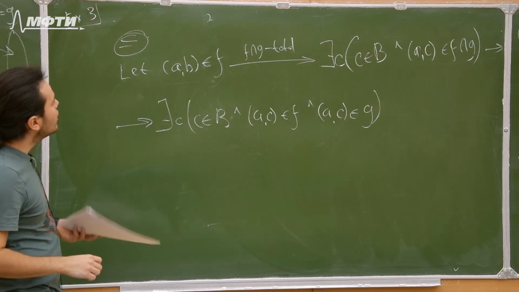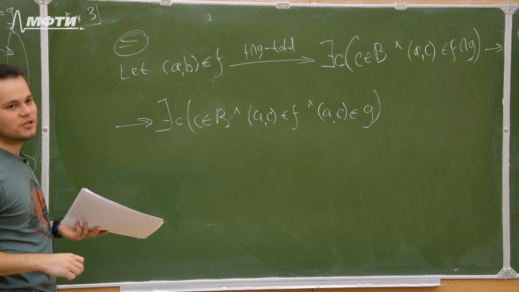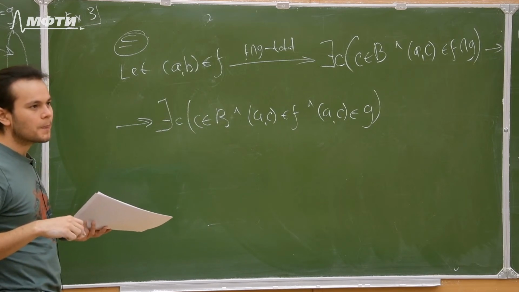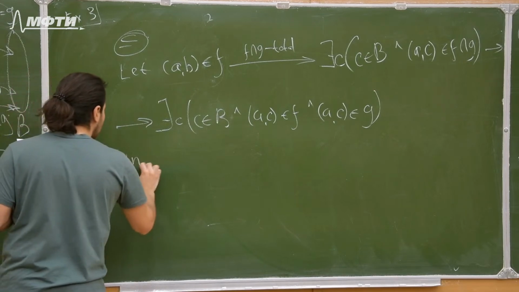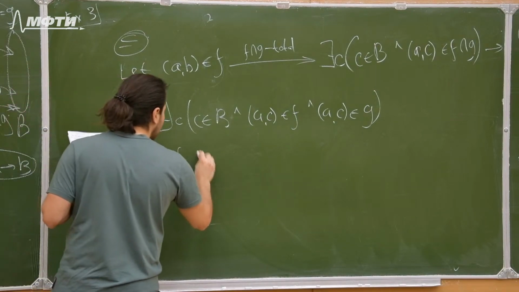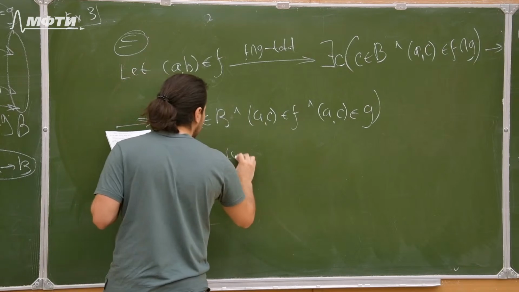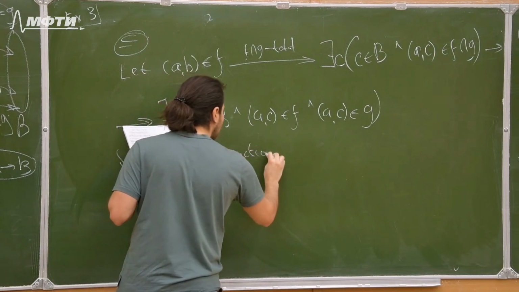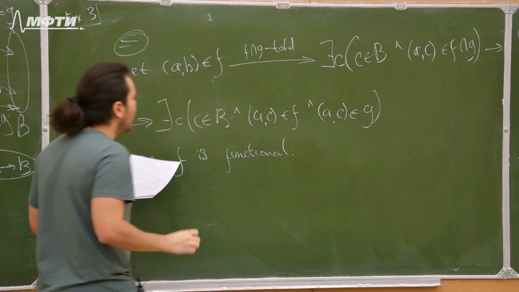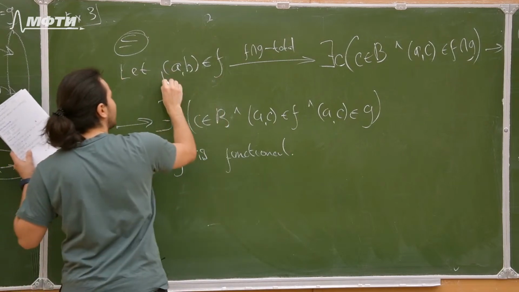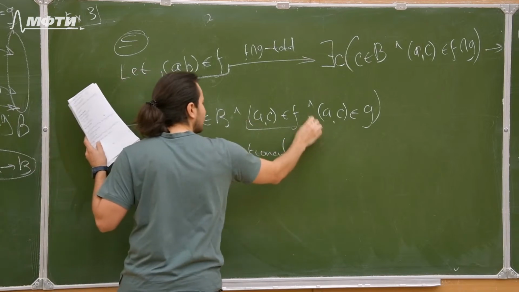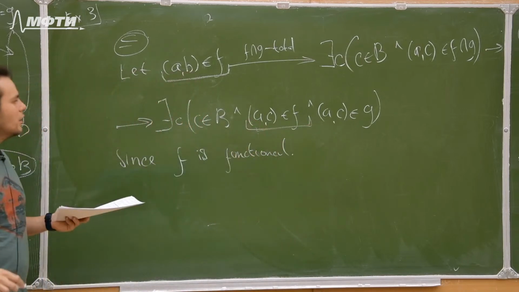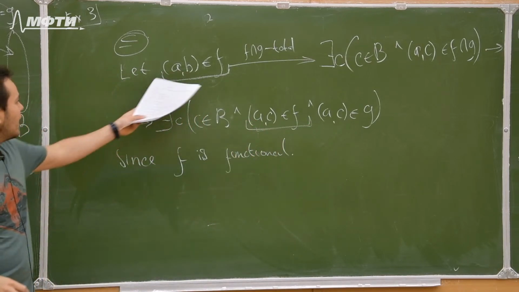And we know that F is a function, so it's functional. So since F is functional, then we have that AB is an element of F and AC is an element of F. So we have AB and AC.